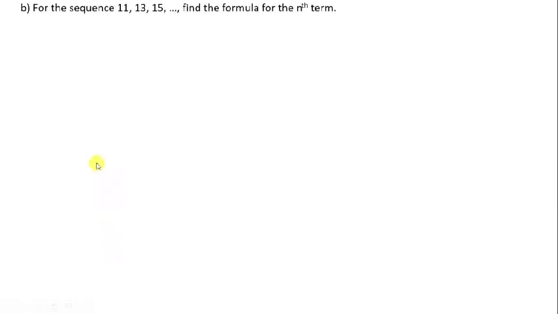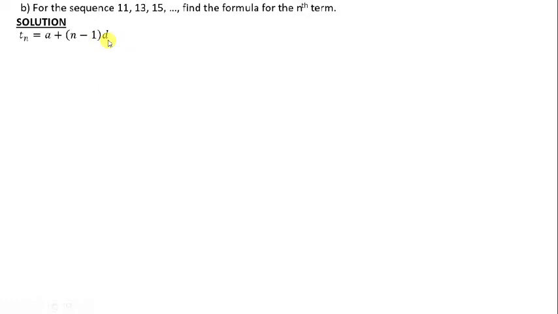Question B is saying for the sequence 11, 13, 15, find the formula for the nth term. When you look at this sequence, you find that this is an arithmetic progression because there's a common difference. If you subtract 15 minus 13, and 13 minus 11, you find that there is a difference of 2.